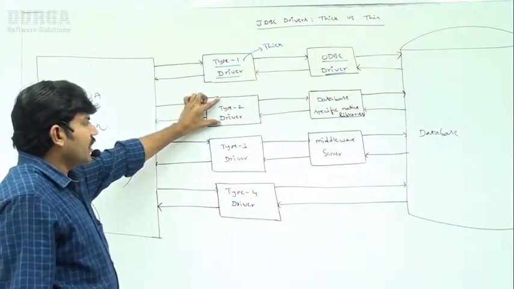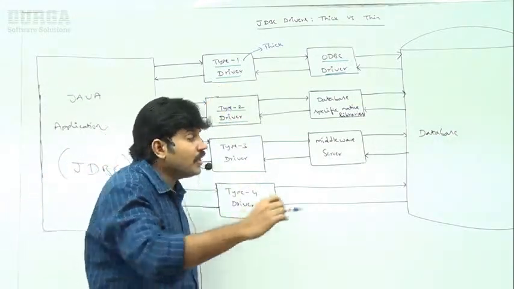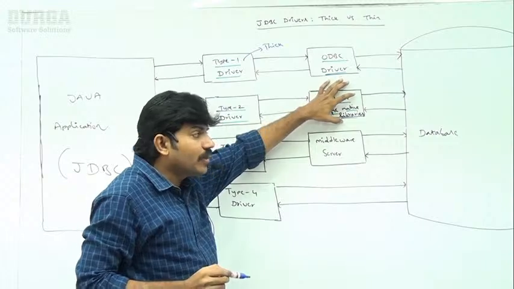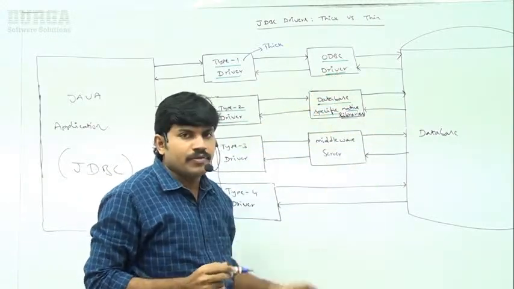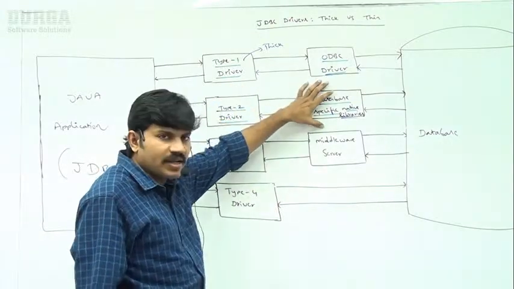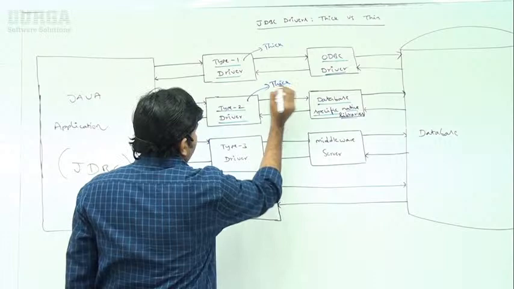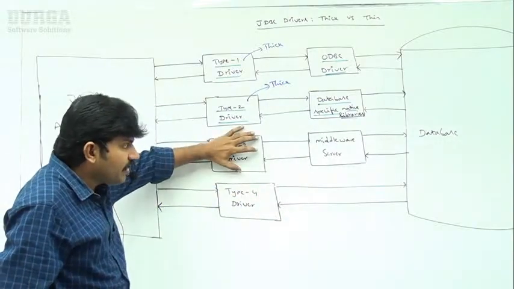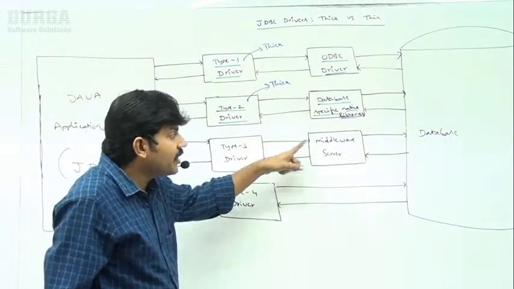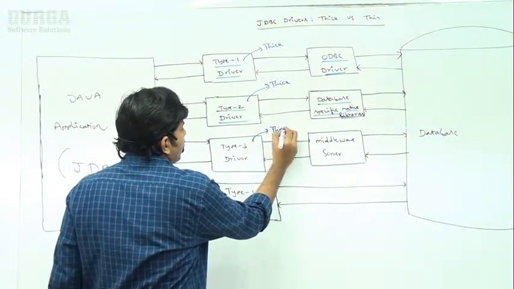Same way, type 2 driver: the Java application communicates with the type 2 driver. Type 2 driver internally uses database specific native libraries. Have you remembered, right? Database specific native libraries, which then communicate with the database. So, type 2 driver requires native libraries, and only then can it communicate with the database. That's why this driver is also a thick driver, right? Next, type 3 driver requires a middleware server to communicate with the database. Correct or not? That's why type 3 driver is also a thick driver, right?